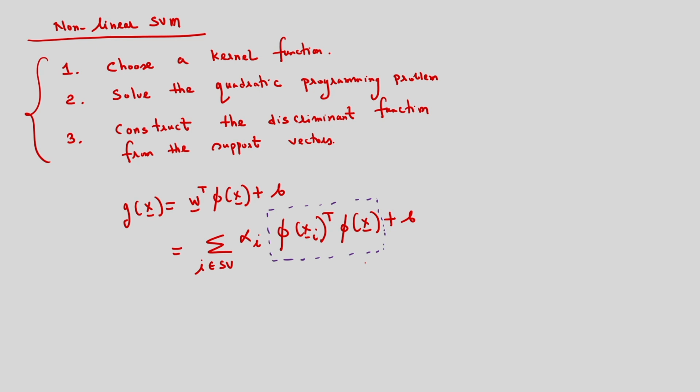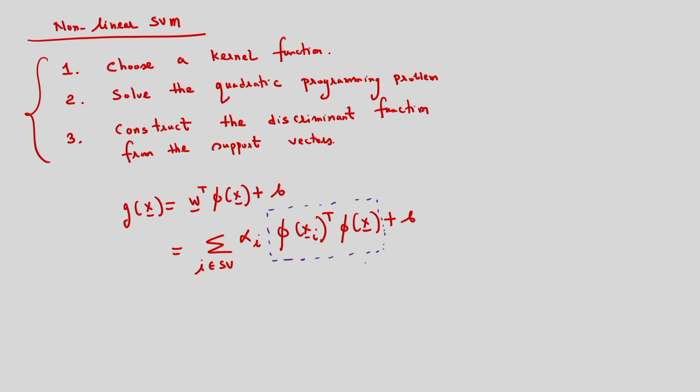But since we are considering the dot product, we do not need to represent the mapping explicitly. That means the mapping is not so important, because we only consider the dot product between phi(xi) and phi(x). With the help of this dot product we can determine the discriminant function. So we need not represent the mapping explicitly. This is the fundamental concept of the support vector machine.